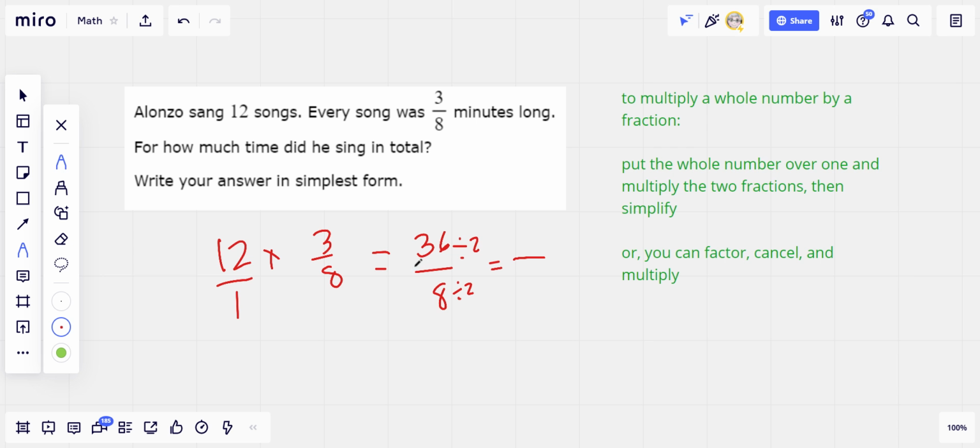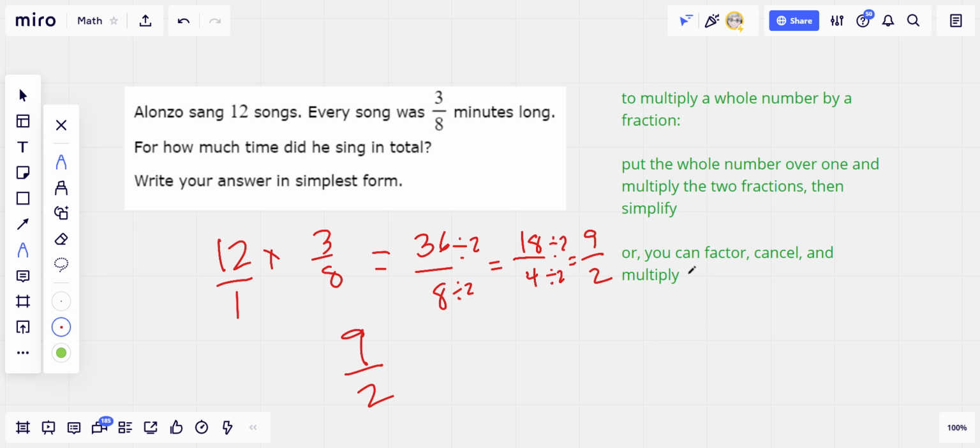That's going to be 36 divided by 2. Well, 30 divided by 2 is 15, and 6 divided by 2 is 3, so that'd be 18. 15 plus 3 is 18. And 8 divided by 2 is 4. Looks like they're both still even, so let's divide by 2 again. 18 divided by 2 is 9, and 4 divided by 2 is 2. So I think that's it. 9 halves. 9 only has factors of 1, 9, 3, and 3, and 2 only 1 and 2, so there's nothing we can divide them both by. So our answer is 9 halves of a minute, or 9 halves minutes.